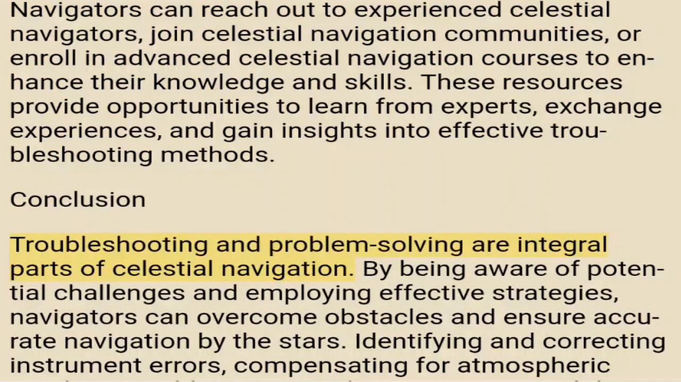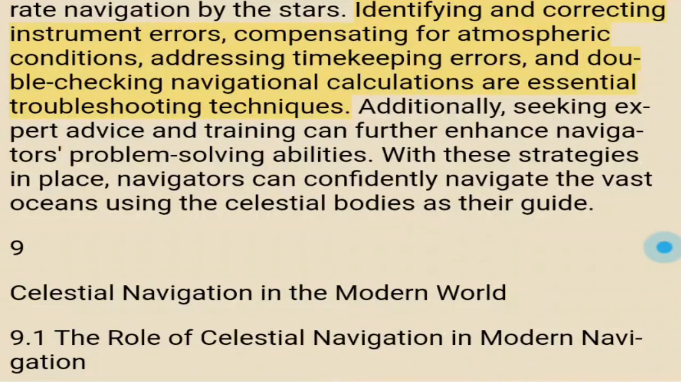Conclusion. Troubleshooting and problem-solving are integral parts of celestial navigation. By being aware of potential challenges and employing effective strategies, navigators can overcome obstacles and ensure accurate navigation by the stars. Identifying and correcting instrument errors, compensating for atmospheric conditions, addressing timekeeping errors, and double-checking navigational calculations are essential troubleshooting techniques.